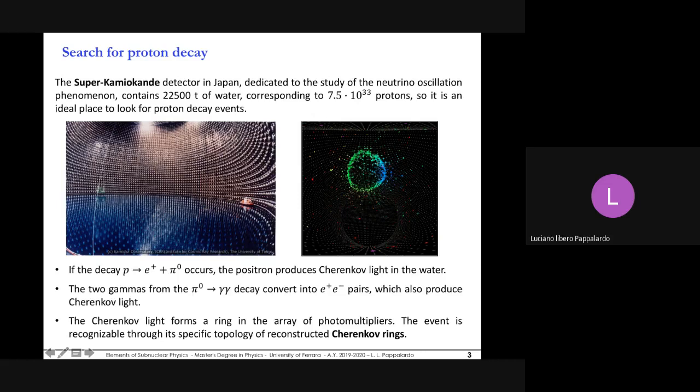And once this cone intercepts the wall of the detector, you observe this as a ring of light essentially. And this light is captured by all these photomultipliers. So the Cherenkov light forms a ring in the array of photomultipliers, and the event is recognizable through its specific topology of rings, so of reconstructed Cherenkov rings. Okay, so far 0 events have been observed.